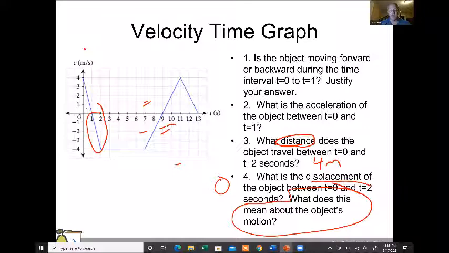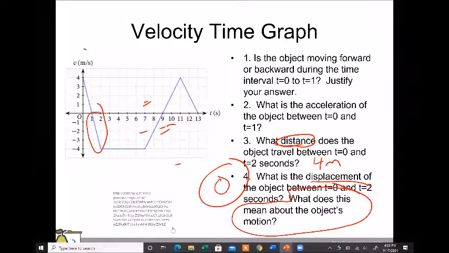And that's what a displacement of 0 means. It doesn't mean you didn't move. It just means you moved one way and you came back and ended up where you started. That's what happened in this problem. The thing moved forward and then it moved backwards, and at the end of the problem, it was exactly where it started. That's why it had a displacement of 0. Make sense?